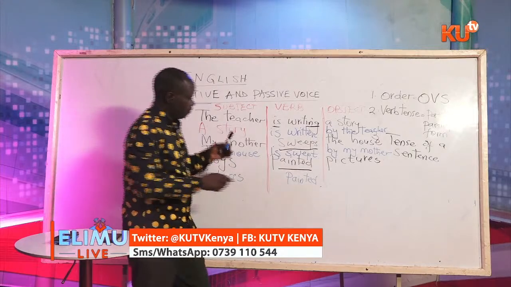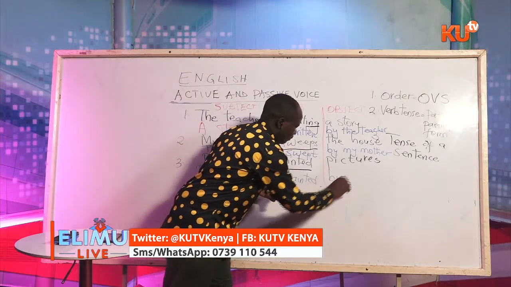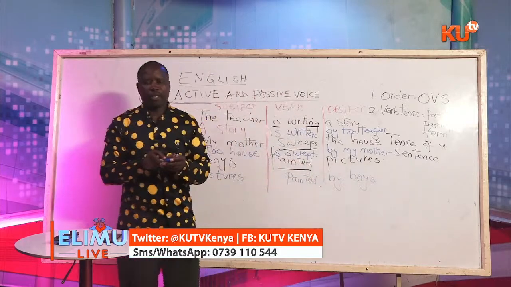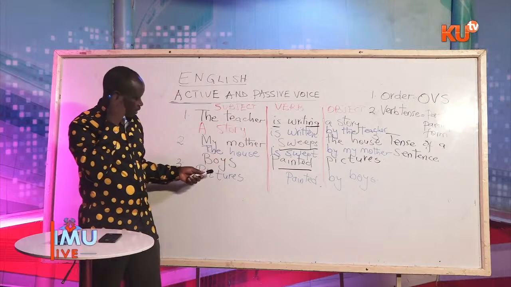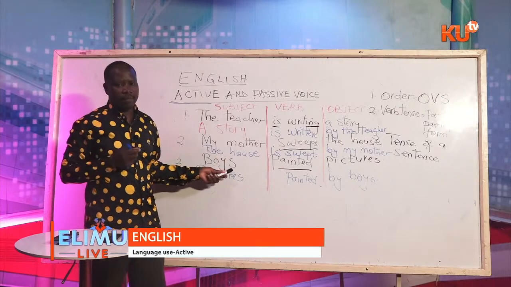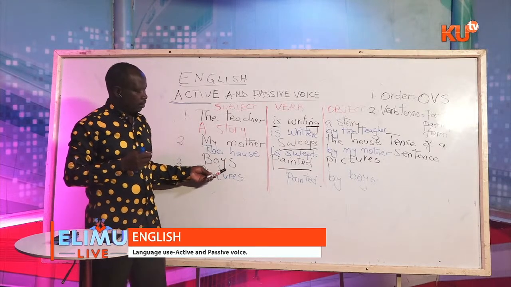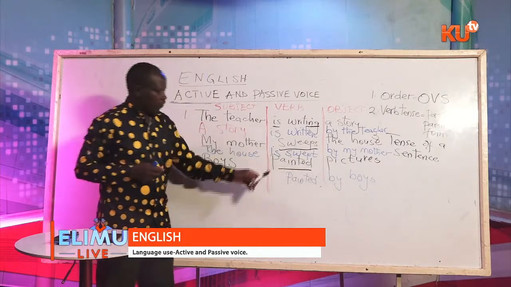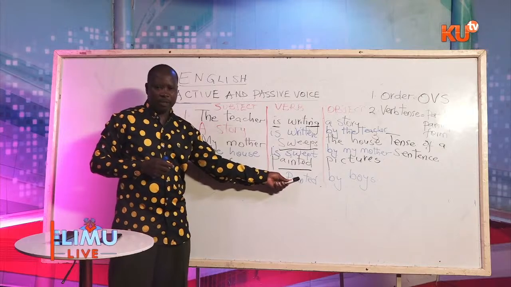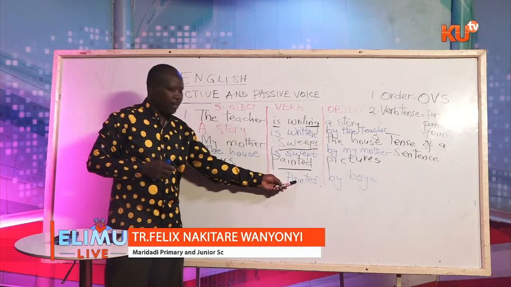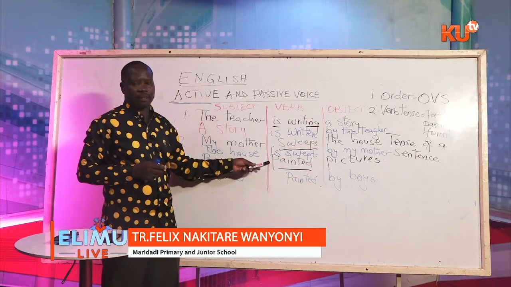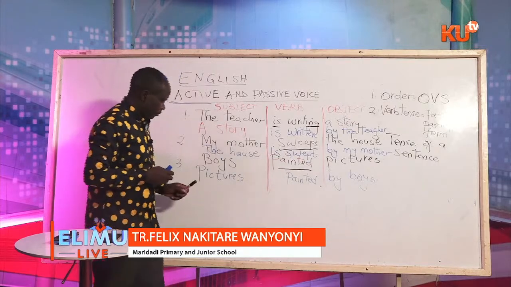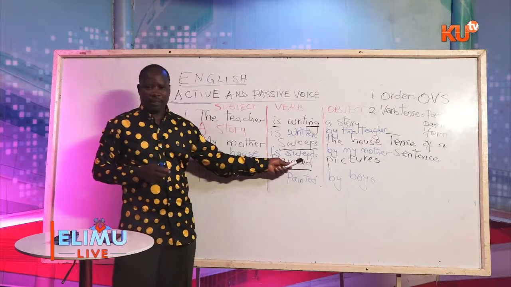So we shall have by boys. So the first rule we've used, we've changed the order: object, verb, subject. Then we have changed the verb into past participle form, painted. We now come to the tense. Boys painted pictures. Which tense is this?